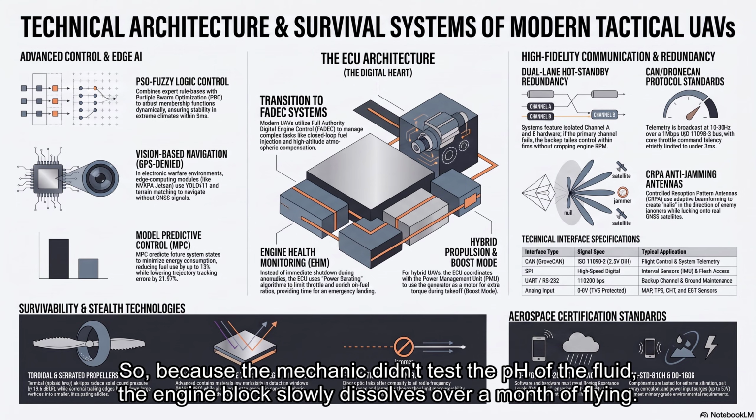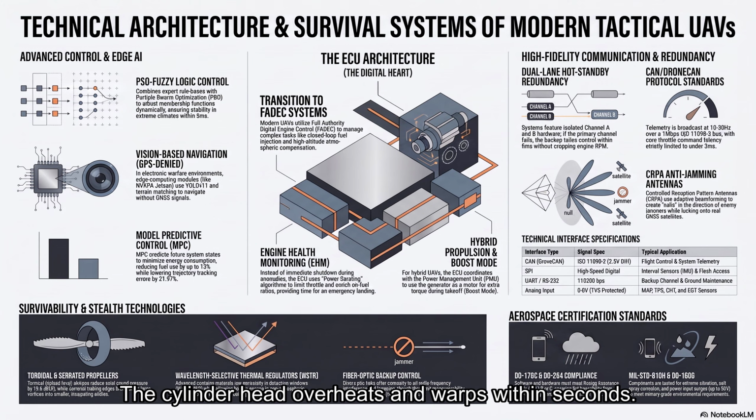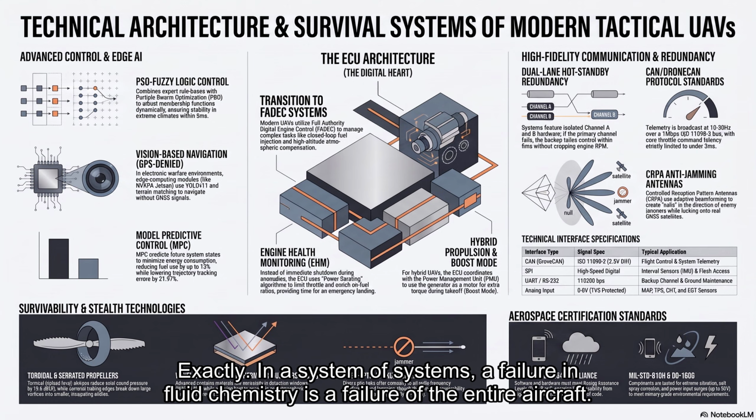So, because a mechanic didn't test the pH of the fluid, the engine block slowly dissolves over a month of flying. Eventually, the pitting breaches a critical seal, causing a massive, instantaneous coolant leak at 10,000 feet. The cylinder head overheats and warps within seconds, the engine seizes, and a massive drone plummets into a forest, all because of a slight change in pH. Exactly. In a system of systems, a failure in fluid chemistry is a failure of the entire aircraft.